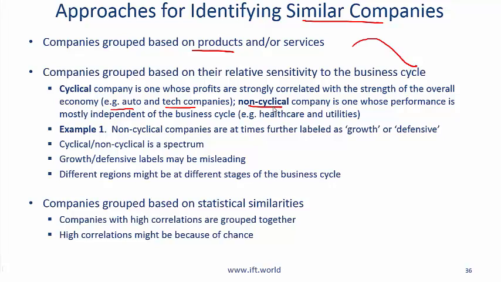A non-cyclic company is one whose performance is mostly independent of the business cycle. So you might have healthcare, utilities, etc., where the revenue or the demand for their services are not very correlated with the business cycle. Example 1 in the curriculum talks about non-cyclic companies and the fact that sometimes they are referred to as growth or defensive. But these labels can be misleading.